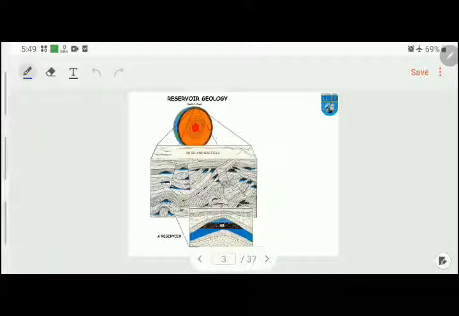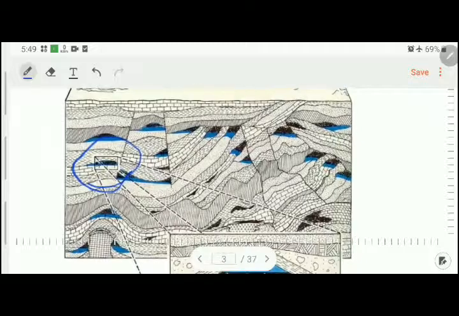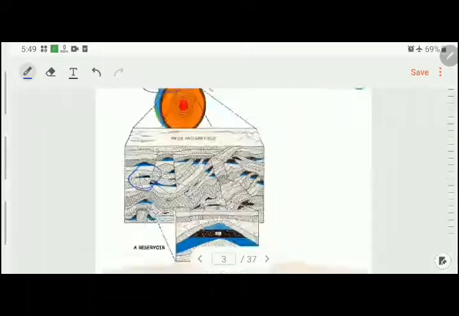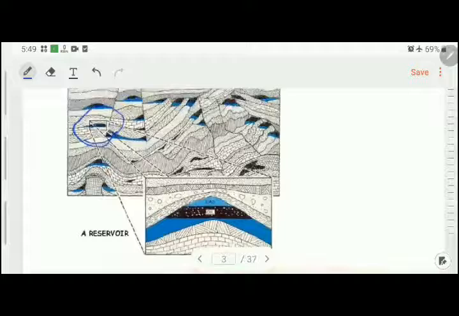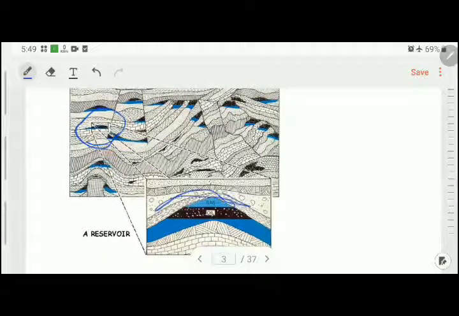So, the reservoir geology. Here is a picture to illustrate the petroleum or reservoir geology in the earth's crust, showing a specific place for that reservoir. Here we have an anticline, and the accumulation of petroleum, which is the oil, gas, and water in this reservoir, has been sealed by a structural trap.